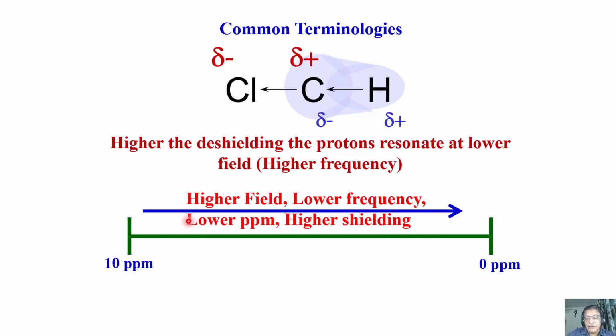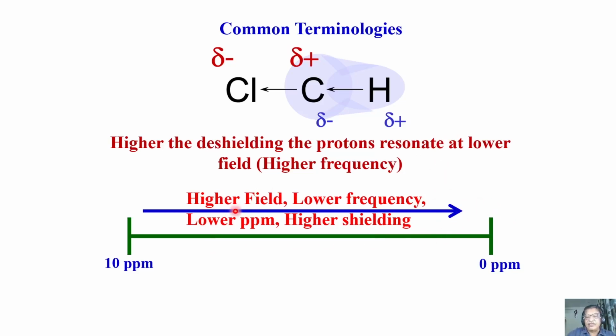And also, we say this side is lower ppm. Remember the scale here. This reference comes here. This is 0 ppm, and this is 10 ppm. When you go from left to right, what is happening? You are getting lower ppm values for the peaks. A peak coming here may be at 8 ppm, and a peak coming here maybe at 1 ppm or 2 ppm. So it is lower ppm when you go from left to right.